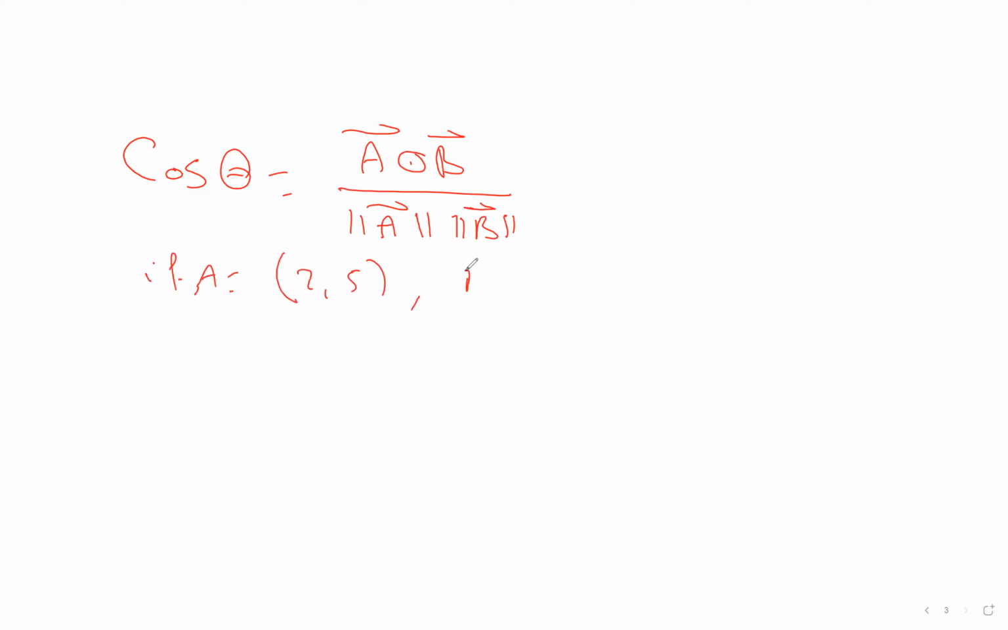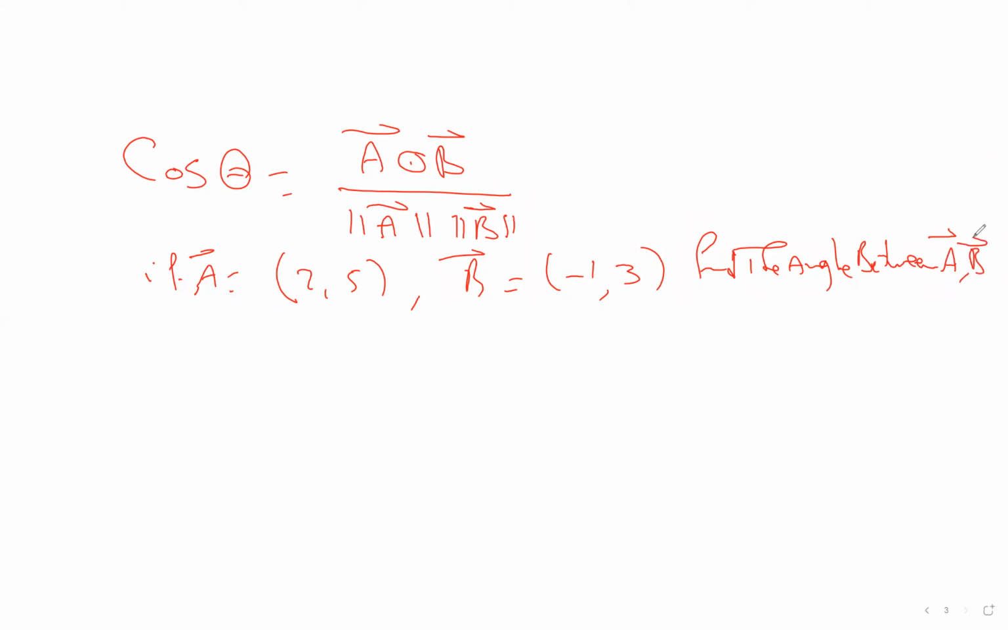Cosine theta equals A dot B over norm A norm B. This is the rule for cosine theta, to find theta. For example, if A equals (2, 5) and vector B equals (-1, 3), find the angle between A and B.